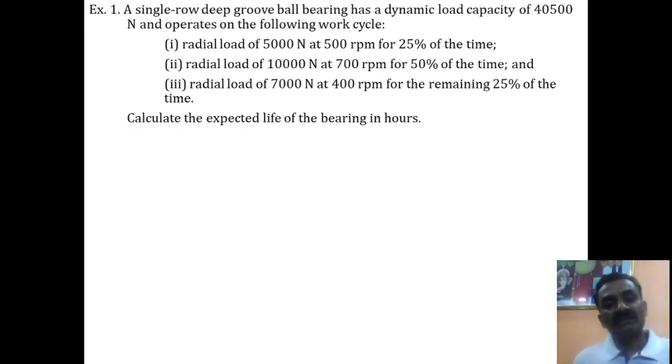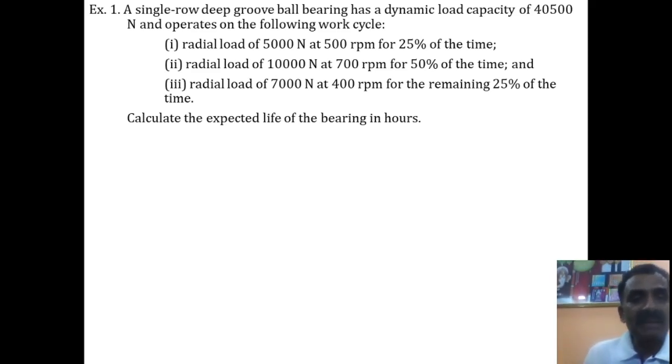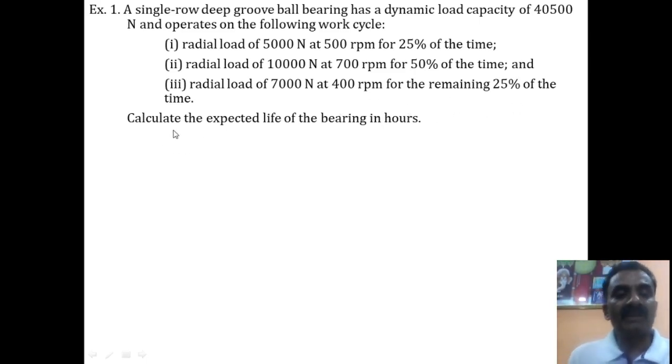So we'll see one simple numerical to understand the concept of cyclic loading more. Here is a single row deep groove ball bearing, and its dynamic capacity is given as 40,500 Newton, and these are the different operating cycles. A radial load of 5,000 Newton at 500 RPM for 25% of the time, a radial load of 10,000 Newton at 700 RPM for 50% of the time, and a radial load of 7,000 Newton at 400 RPM for the remaining 25% of the time. You have to calculate the expected life of the bearing in hours.